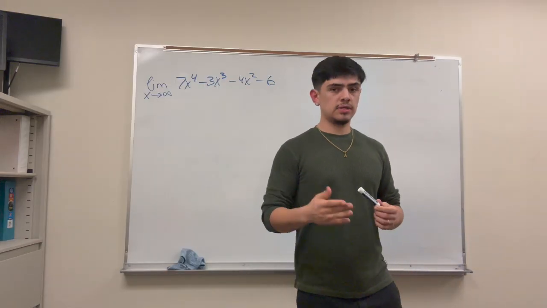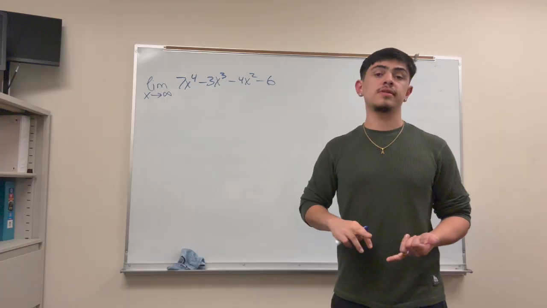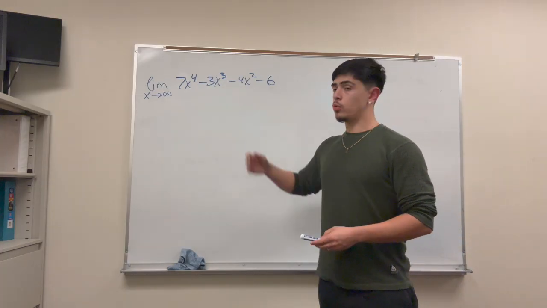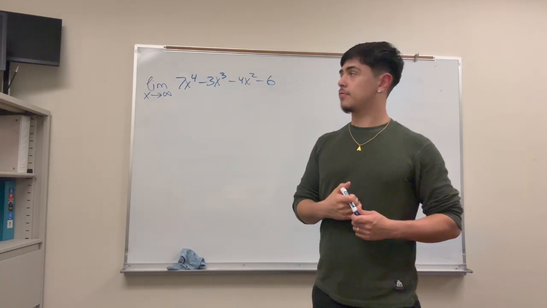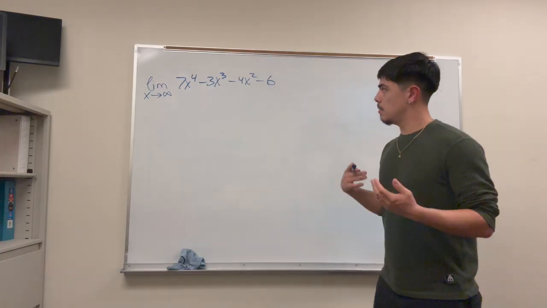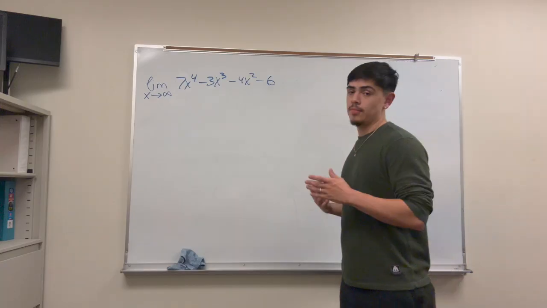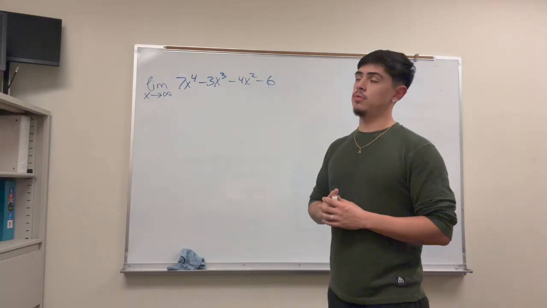So I'm going to be covering a few examples showing different cases of what you'll see in your classes for your homework, your test, and other things like that. This is the first example we're going to start off with: the limit as x approaches infinity of the function 7x to the fourth power minus 3x cubed minus 4x squared minus 6. A lot of minuses, I know. That's not important. Right off the bat, this is a very easy example, right?